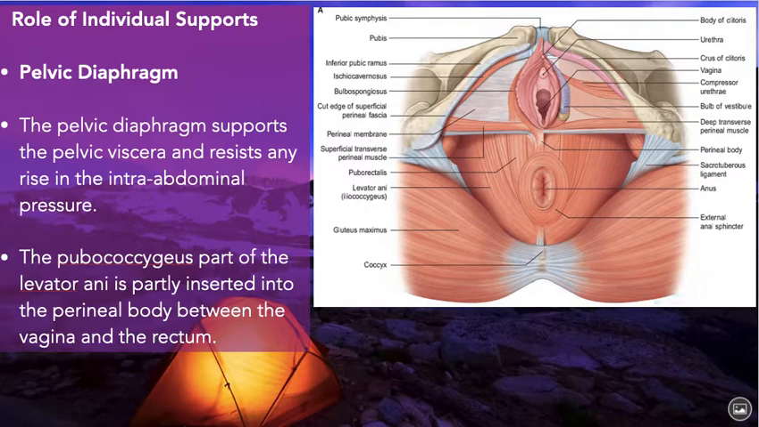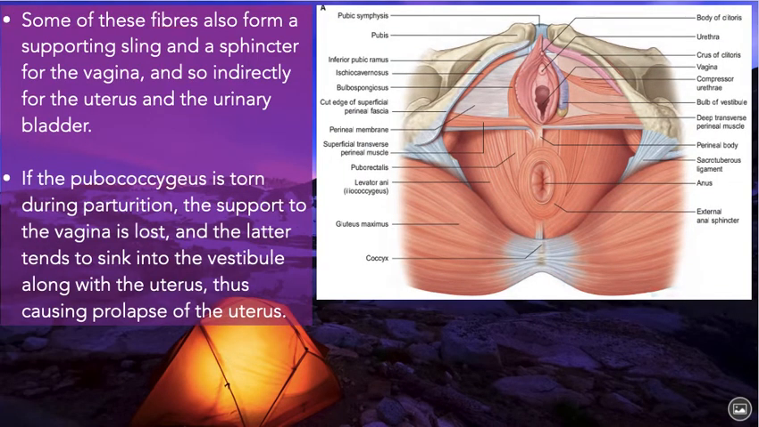The pelvic diaphragm is basically supporting the pelvic viscera and resisting any rise in the intra-abdominal pressure. The pubococcygeus part of the levator ani is partly inserted into the perineal body, here between the vagina and the rectum. Some of these fibers are also forming a supportive sling and a sphincter around the vagina. So, indirectly, for the uterus and the urinary bladder as well.